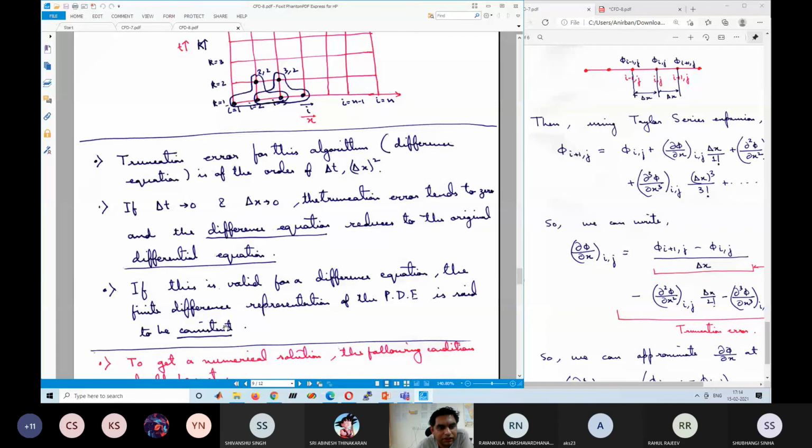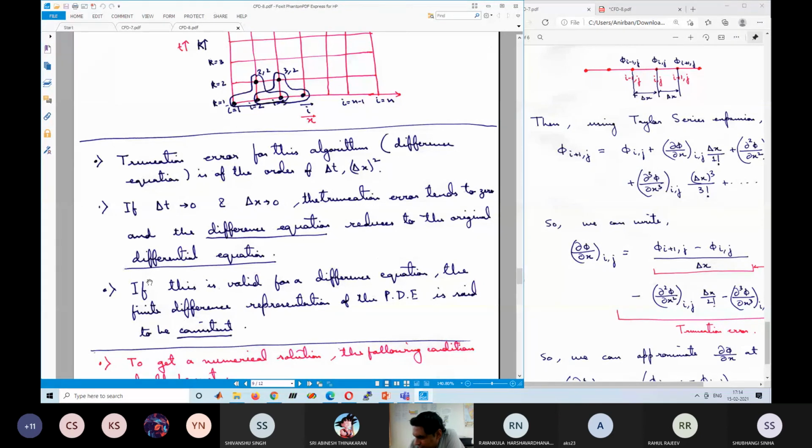What if it is second order accurate? If it is proportional to delta t square and delta x square, then also it will go to 0, right? Yes, sir. So in which case will it not go to 0? First order it will go to 0, second order it will go to 0, third order it will go to 0. So for what order of truncation error will it not go to 0?